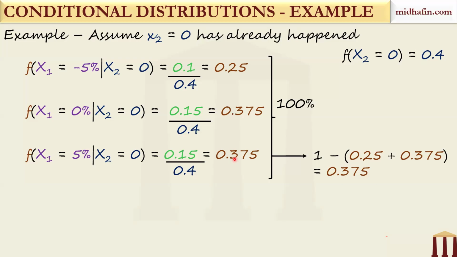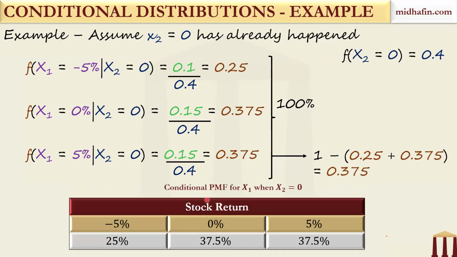Okay, so basically distribution is just representing all possible probabilities. So in this case, this is the conditional distribution, the conditional probability mass function for x1 given that x2 equals a particular value. So basically all three probabilities when you take them together in a table, that is your conditional distribution. Okay, these are individual conditional probabilities.